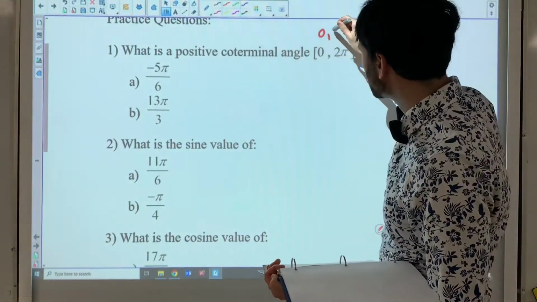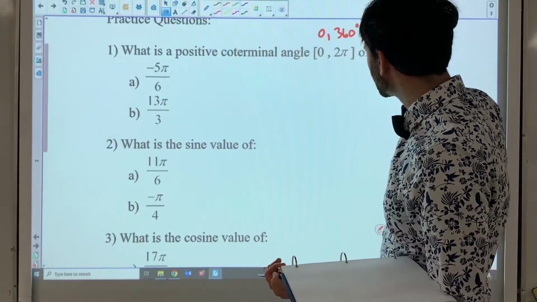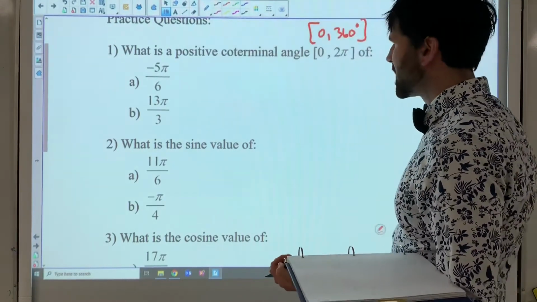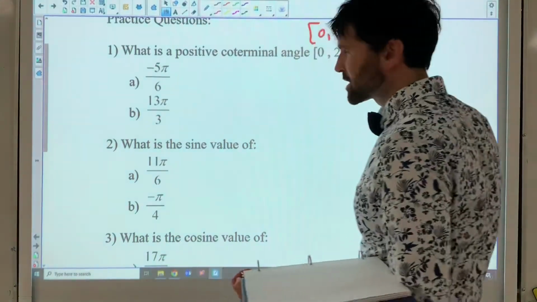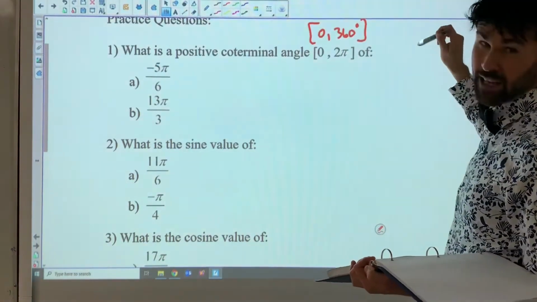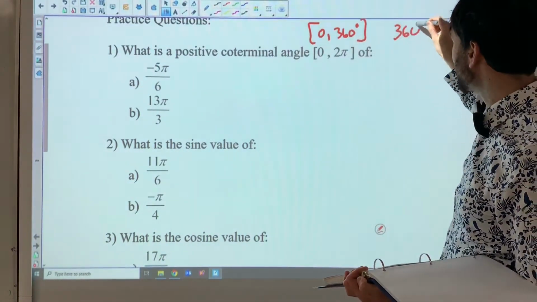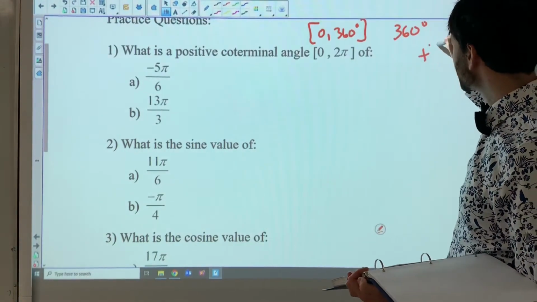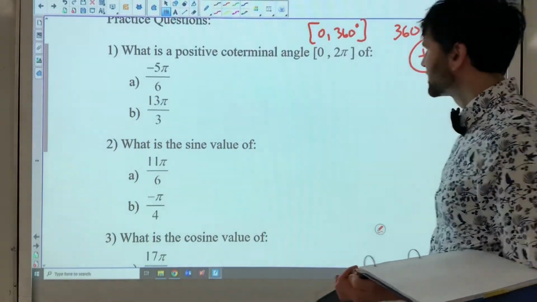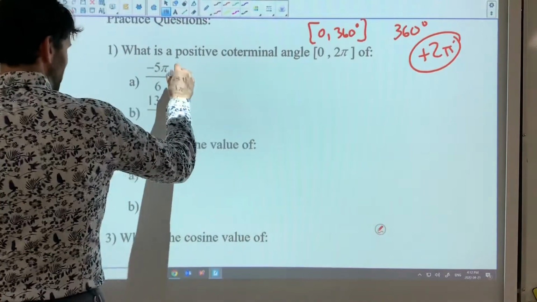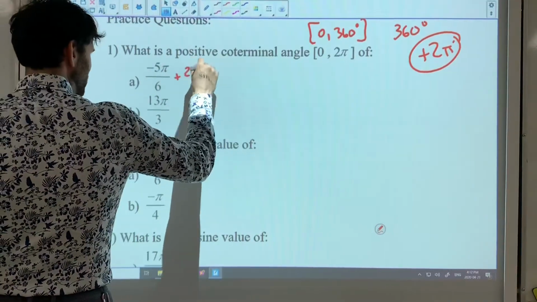That would be like saying between 0 and 360, right? In grade 11. Of this. Now, yesterday we learned that to get a coterminal angle, we add or subtract 360. In radians, that's 2 pi. Okay, so if I want a positive coterminal angle, I'm going to add 2 pi.